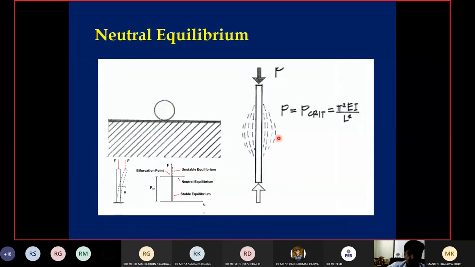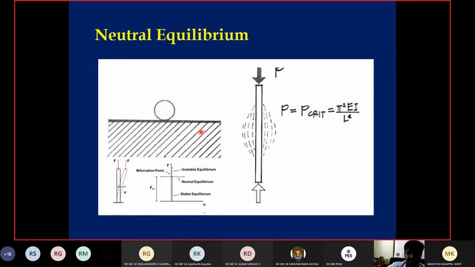Now, there will be a point where you put the load and it is exactly at the point where it tries to be critical. That's the point we are dealing with in Euler's column buckling. You apply the load at one point, and if you apply a little more than this, it is going to fail. That is the bifurcation point we are talking about, where you are in neutral equilibrium.